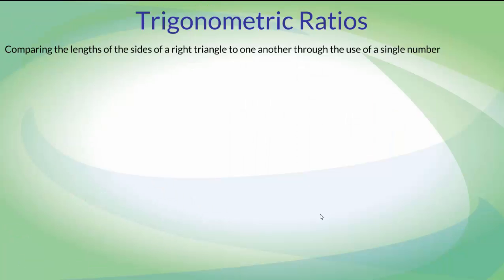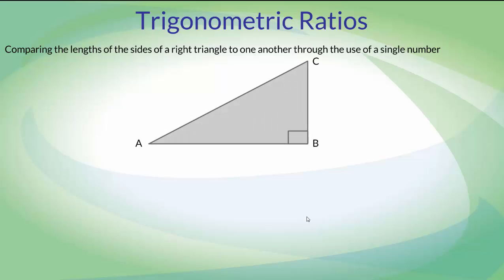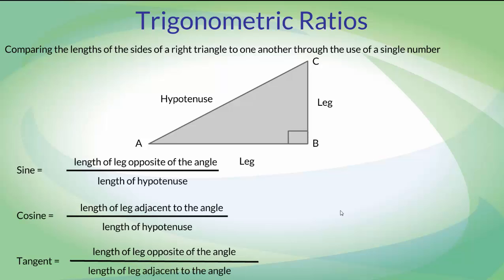Another way of using ratios occurs in geometry, namely trigonometric ratios. Trigonometric ratios are ways of comparing the lengths of the sides of a right triangle to one another. In a right triangle, we have 3 sides. There are 2 legs that form the right angle, and the hypotenuse, which is the length of the longer side. The ratios, or comparisons of those lengths, are done using trig ratios, or sine, cosine, and tangent.